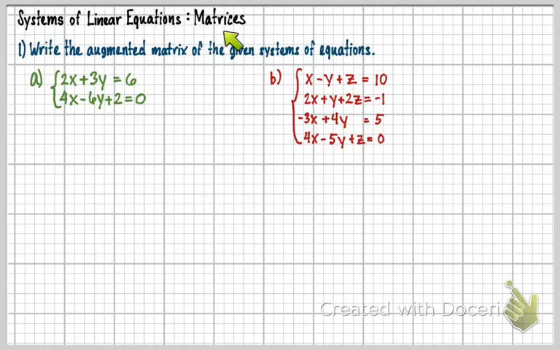Systems of linear equations, matrices. Number 1 says, write the augmented matrix of the given system of equations. And then A says, 2x plus 3y equals 6, and 4x minus 6y plus 2 equals 0.